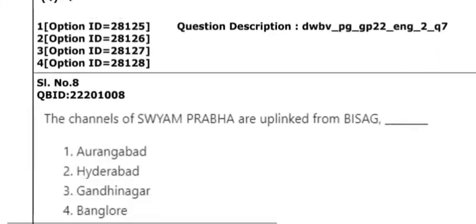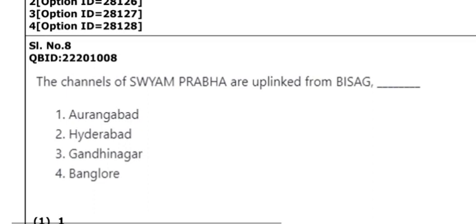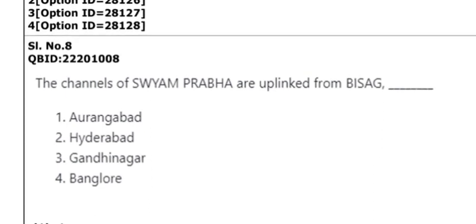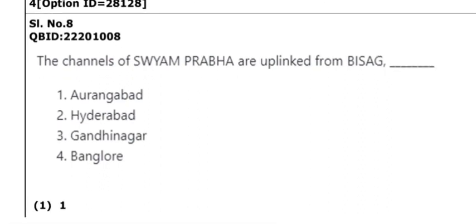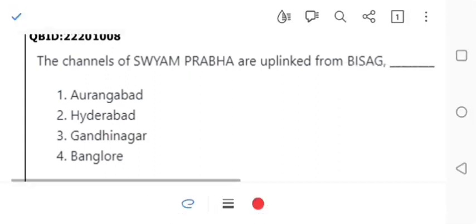Moving on, number 8, the channels of Swayam Prabha. Many questions are repeated related to Swayam Prabha. Therefore you must have deep, clear concepts related to Swayam Prabha. So the question is, the channels of Swayam Prabha are uplinked from BISAG. So what is the place name? Aurangabad, Hyderabad, Gandhinagar, Bangalore. So it will be option C, Gandhinagar in Gujarat, if I'm not wrong.